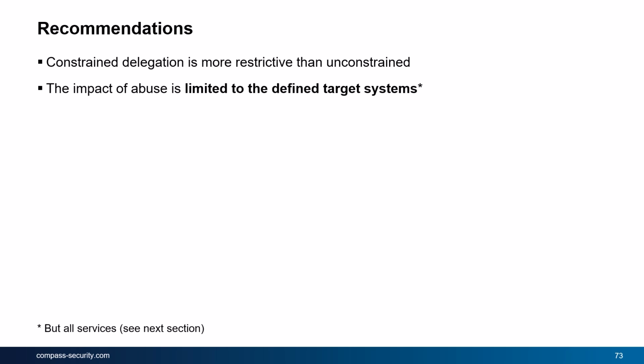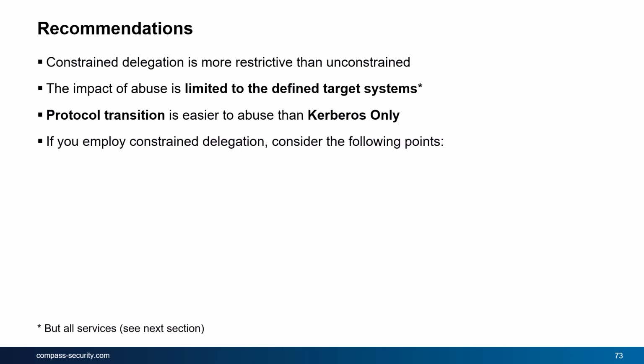For now, all you need to know is that while you specify the delegation to be allowed to certain systems and services on those systems, effectively the delegation can be performed against all services on those systems. But we'll talk about that shortly. We've also seen that protocol transition is easier to abuse than the Kerberos only mode, since there is no requirement for a user presence. So we don't have to either coerce or wait for a user to connect to our service. And therefore, if you configure constrained delegation within your environment, you should consider the following points.